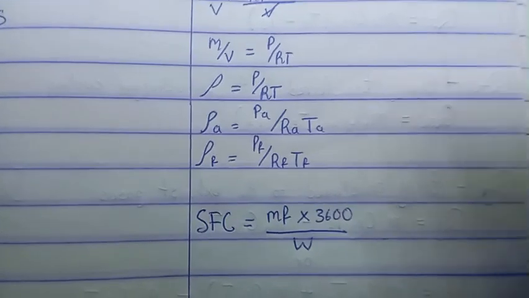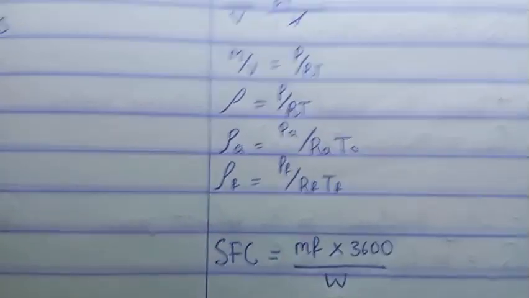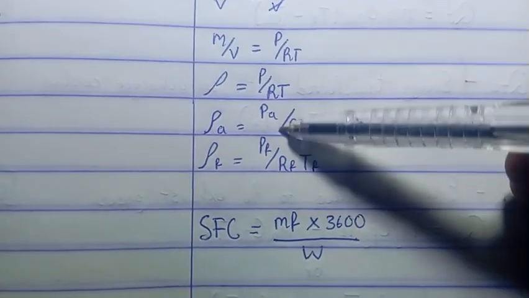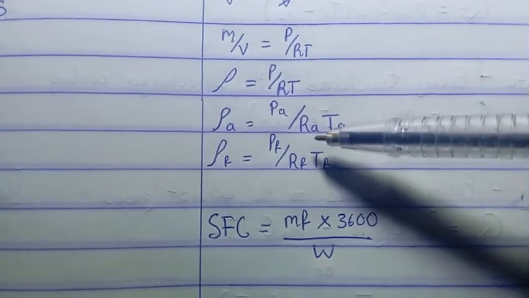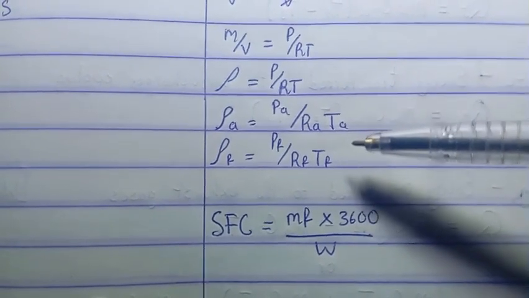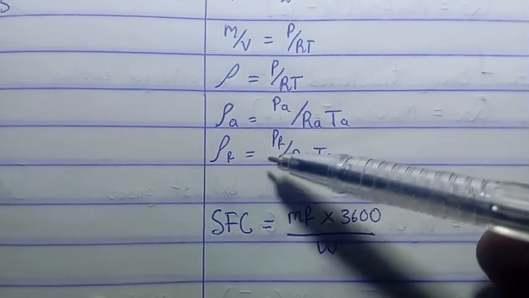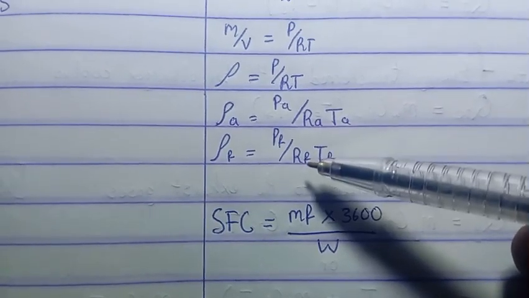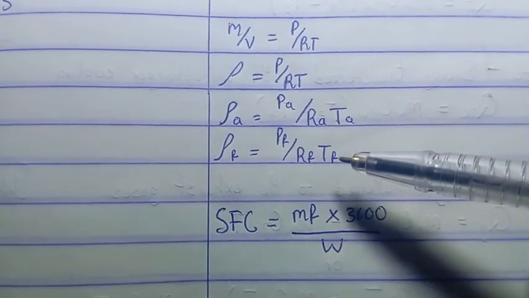Okay, so we can now say that our density of air is equal to your pressure of air divided by your gas constant of air times your temperature of air, or your density of fuel is equal to your pressure of fuel divided by your gas constant of fuel times your temperature of fuel.